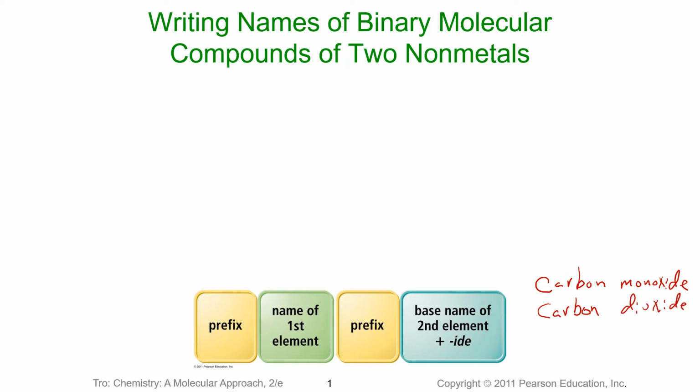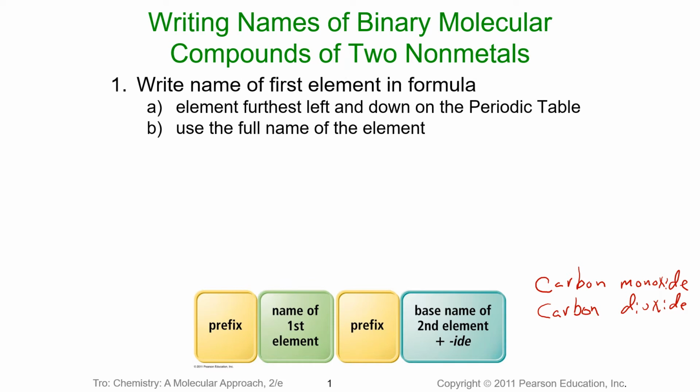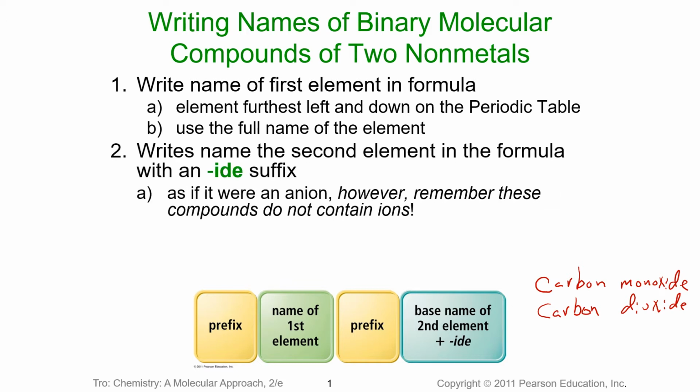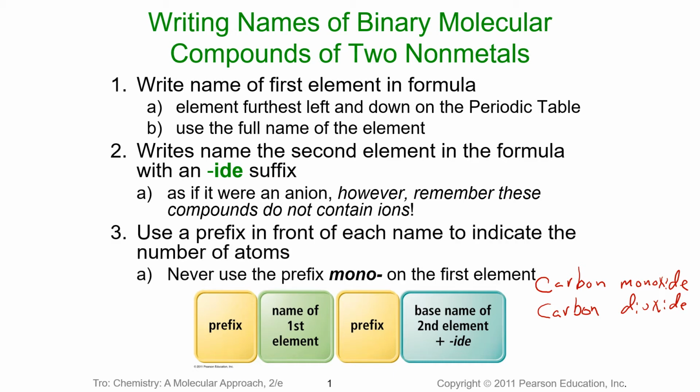The way that we name these is we start with the prefix before the first element, unless it is mono. So if there's only one of the first element, we don't put that in front of it. When we're naming these, we name first the element that's furthest left and down on the periodic table. Another way you can think of it is the one that is most like a metal. They're not metals, but it's the one closest to the metals on the periodic table. And we use the full name of the element. So carbon is our full name. We write the second name of the element and change the ending to IDE, just like we've done in the past, but these are not ionic compounds. They are covalent because they're made of two nonmetals.